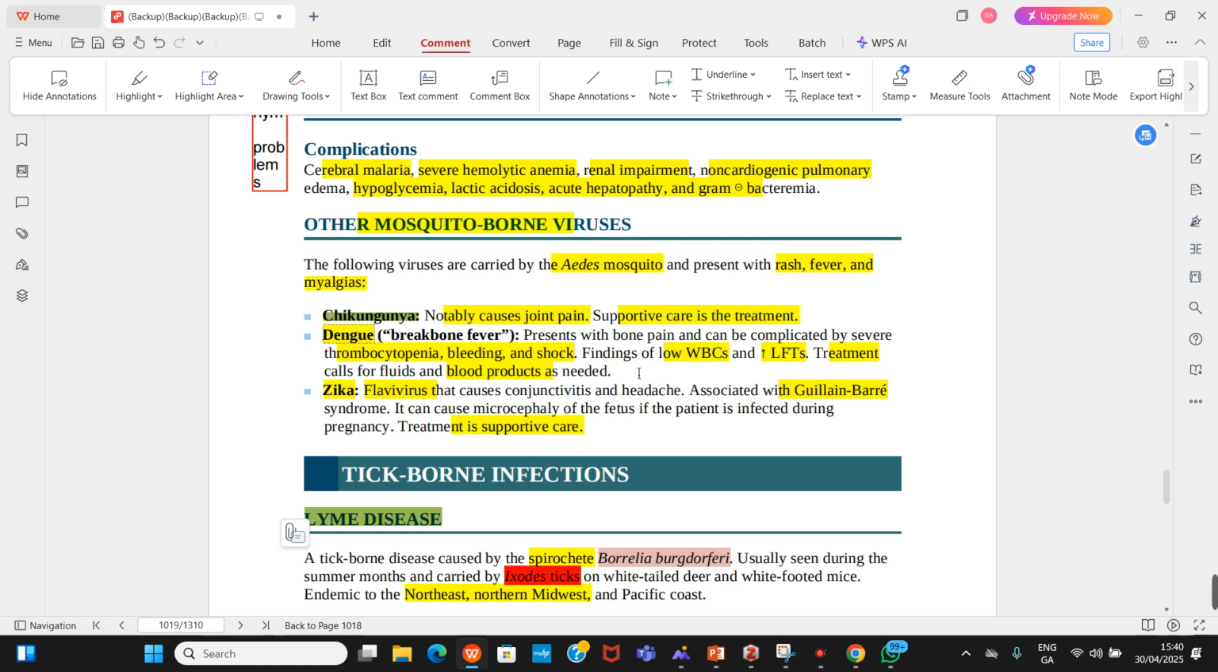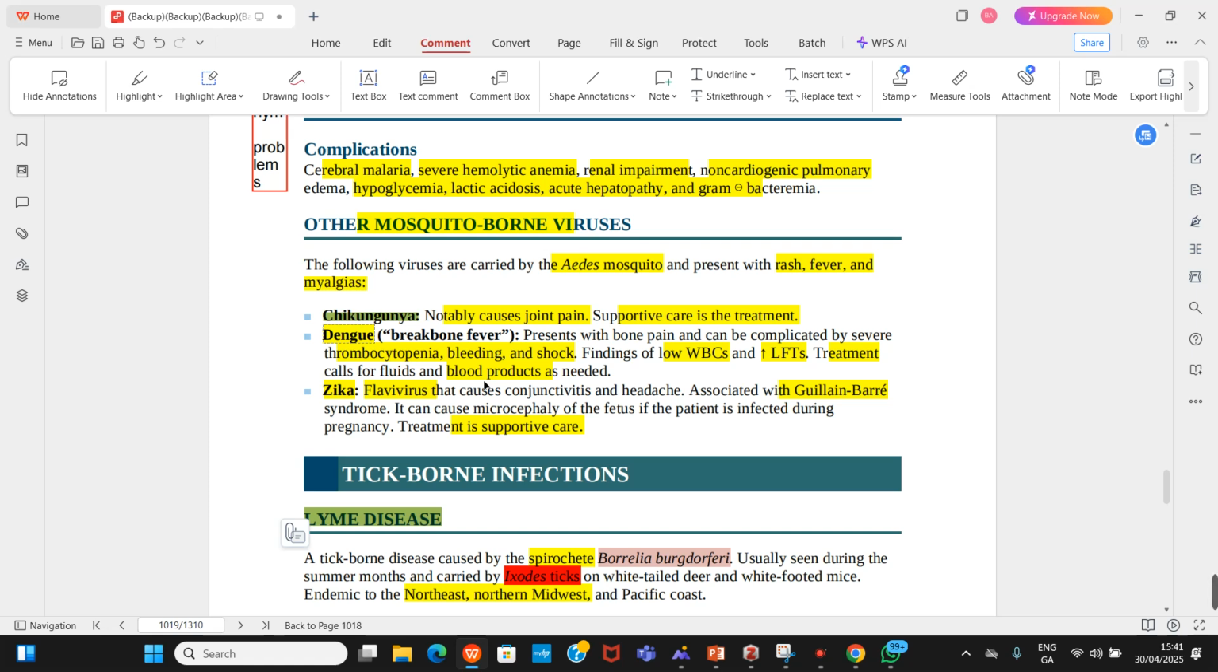So immediately, because of the bleeding problem, you want to give them fluid and blood product immediately. And there's a vaccine for dengue. So one way to prevent it is to prevent mosquito bites. That's common to chikungunya, to avoid mosquito bites. Cover yourself. But for dengue, there is the vaccine.